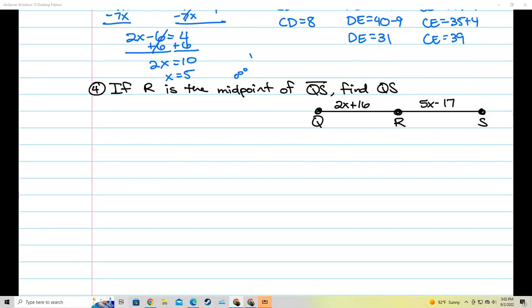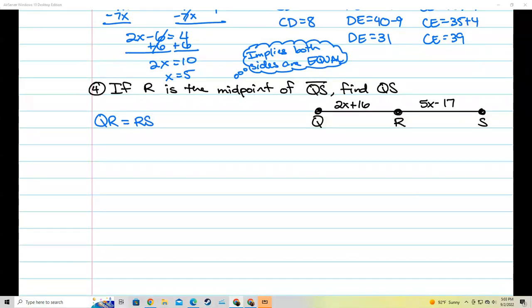Midpoint implies both sides are equal. I know we like to use that word the same, but in mathematics, it's a lot stronger to use the word equal because it literally tells you what to do. So I know that this side, QR, is going to be equal to this side, RS. In fact, I'm going to start that problem by writing it down. Segment QR is equal to segment RS.